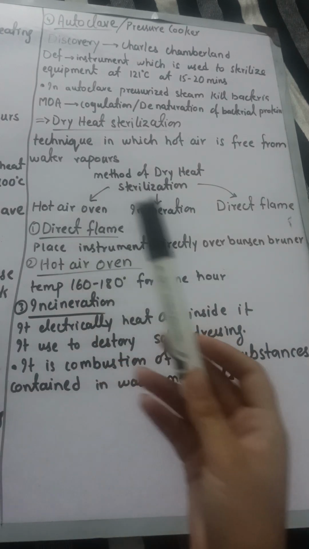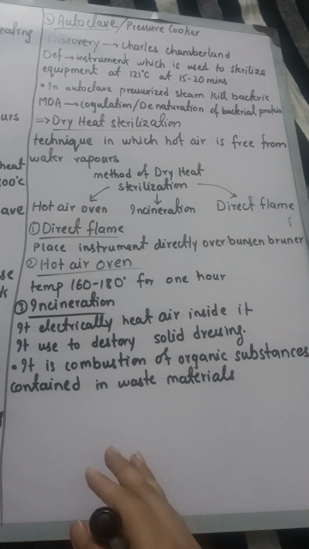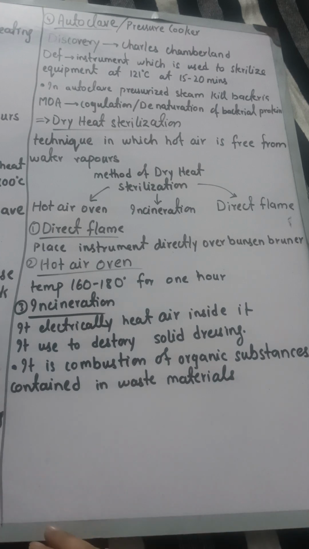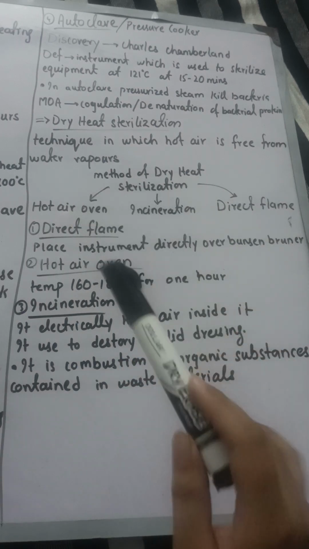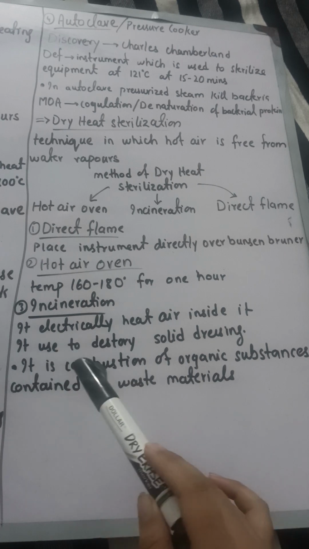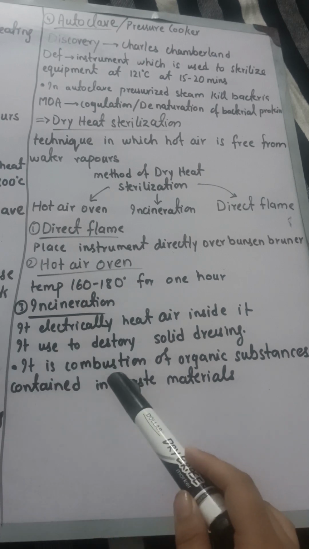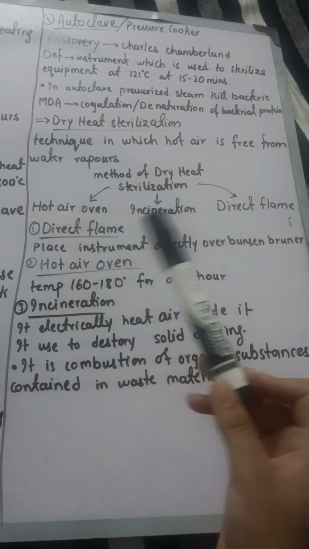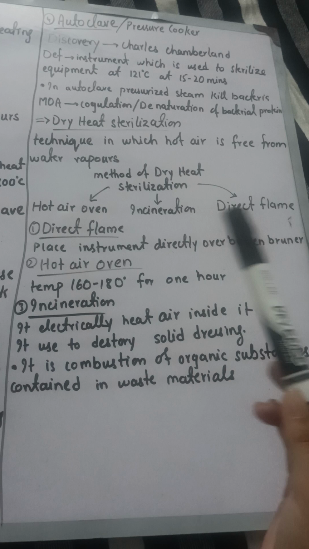Now the next is dry heat sterilization. In the previous part we discussed what moist heat is and what its processes are; we have covered all of that. Now it is time for the dry heat method. In this technique your hot air is free from water vapors. There are no water vapors in it, but moist heat does contain water vapors. Again, it is divided into three processes: hot air oven, incineration, and direct flame.